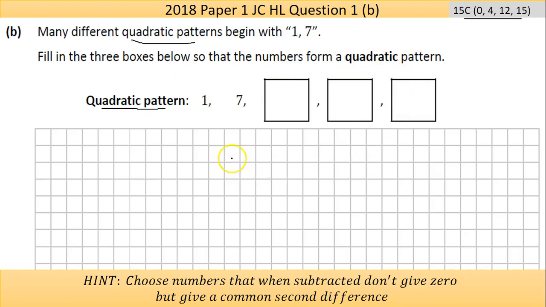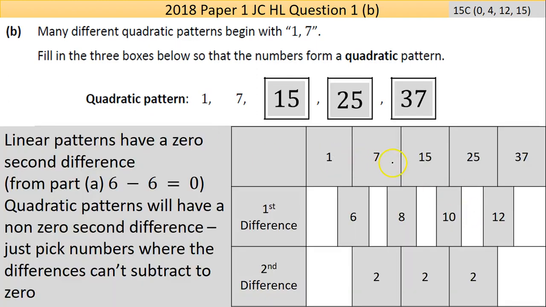Now, we said with a linear pattern that the first difference was constant. In a quadratic pattern, it's the second difference. Or at least, more correctly, the second difference is not 0. So we're trying to pick here, and I'm going to go to the answer because it's not complicated, but I'll work through it. I've picked numbers such that the second difference doesn't give 0. So I went 1, 7, 15, 25, 37.